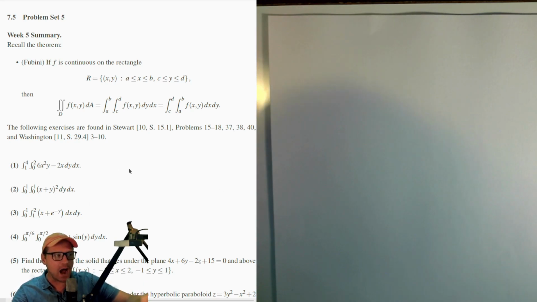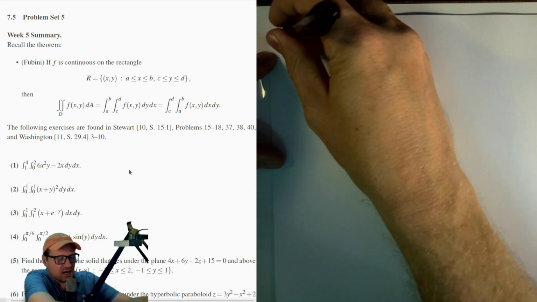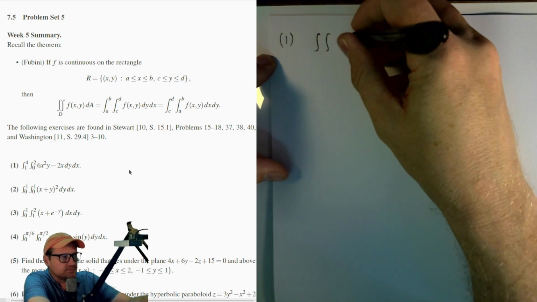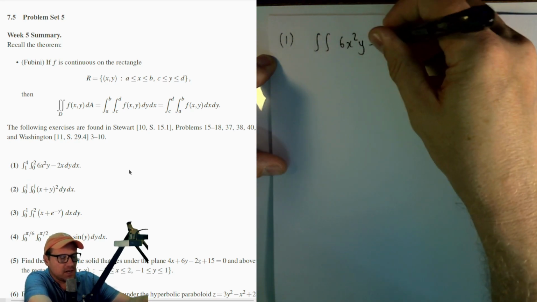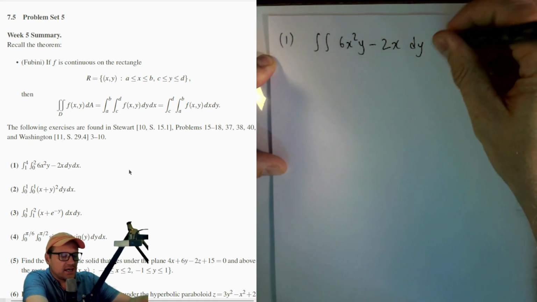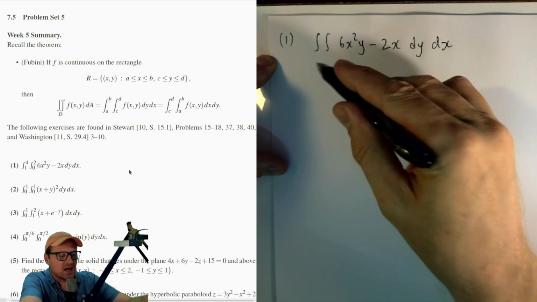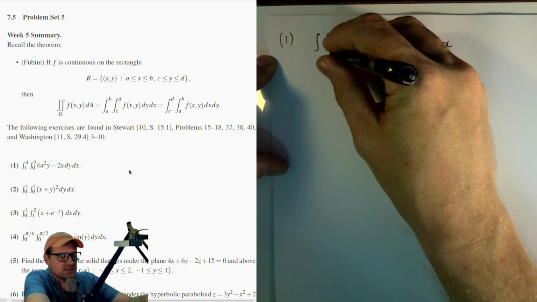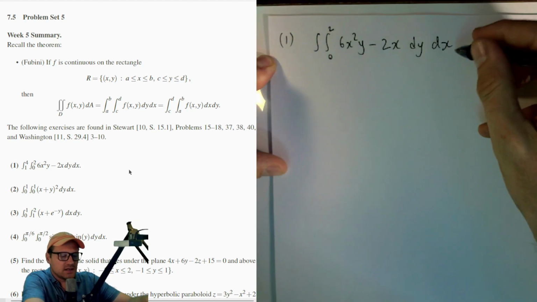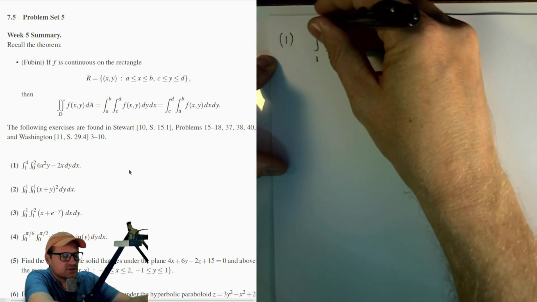All right, so in our first question, we're asked to calculate the double integral of 6x squared y minus 2x dy dx. It's a definite integral. So since the y is on the inside, this is y down here, so 0 to 2, and the x is going from 1 to 4.